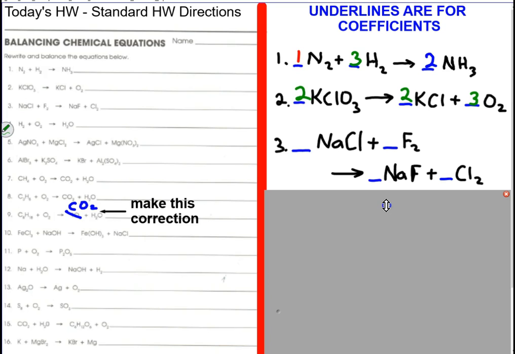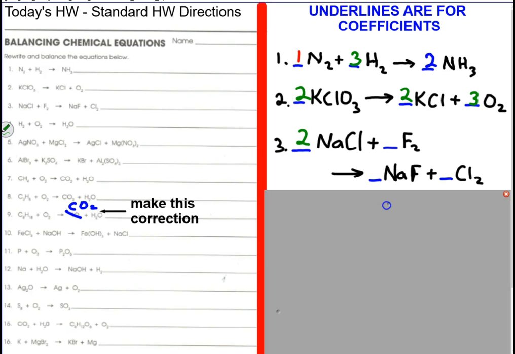Sodium's on the left. How many? 1. Okay, sodium's on the right. 1. Okay, come on, all of you get into this. It will help you a lot. Chlorine's on the left. Come on, everyone. 1. Chlorine's on the left is 1. On the right we have 2. How do we fix it? Got to put a 2 here.